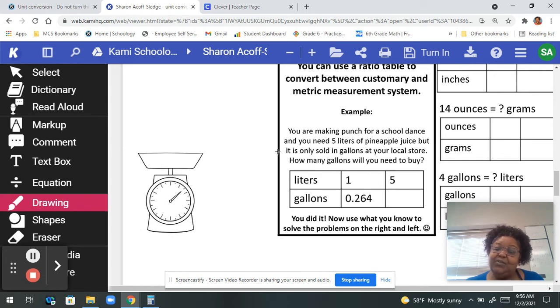So you're making punch for a school dance and you need 5 liters of pineapple juice, but it is only sold in gallons at your local store. How many gallons will you need to buy?